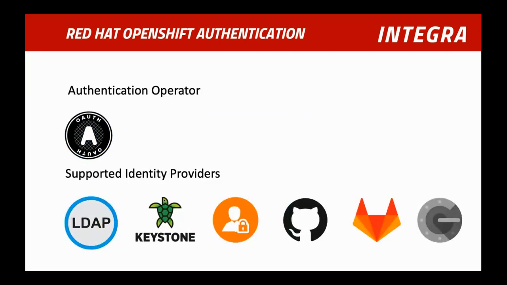OpenShift authentication is managed through an OpenShift authentication operator, which is an OAuth toolkit. We can also modify our custom resource to integrate with supported identity providers, such as LDAP and Keystone. We can also create basic permissions. We can integrate it with GitHub and GitLab, and we can also now integrate it with Google.